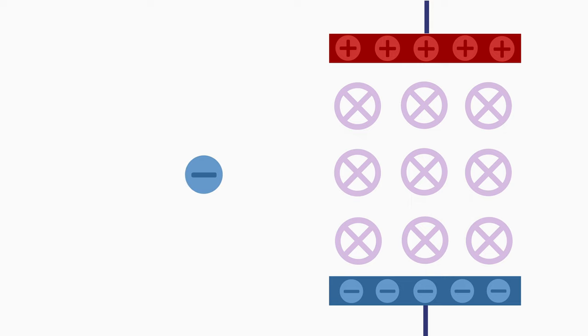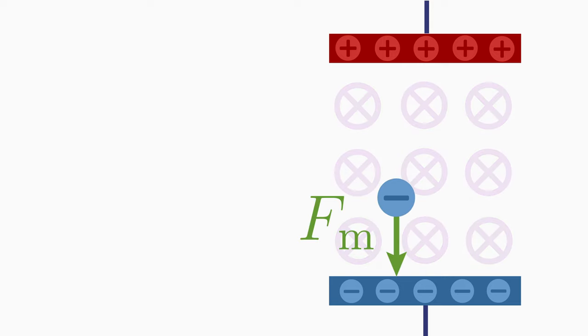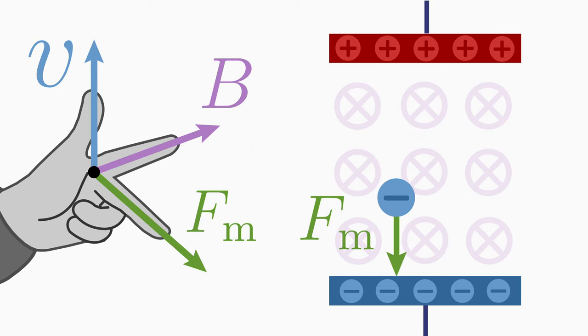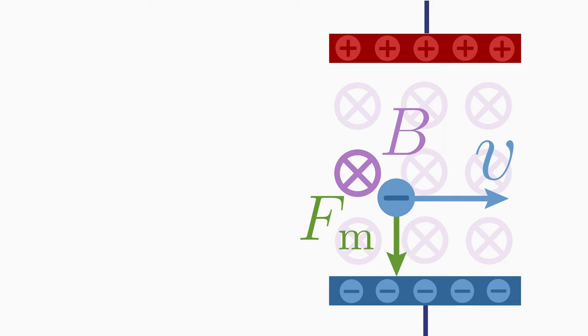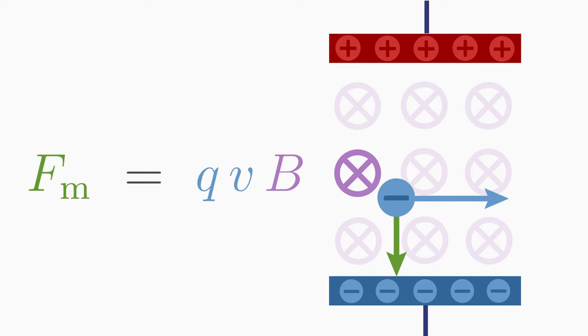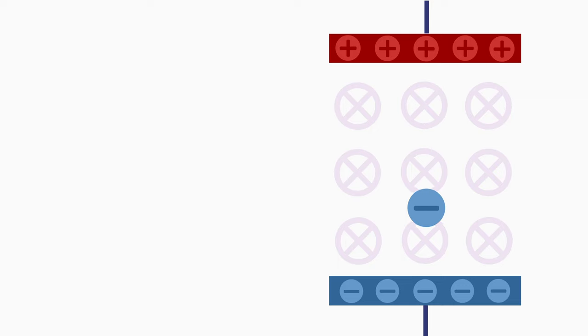If a charged particle enters the magnetic field, it experiences a magnetic force, in this case, downward. It is also called Lorentz force, and its direction can be determined with the so-called right-hand rule. If the direction of motion of the particle and the direction of the magnetic field are perpendicular to each other, like here, then you can calculate the Lorentz force with Q times V times B, where V is the velocity of the particle. The knowledge of the velocity is important to determine the mass of the particle.